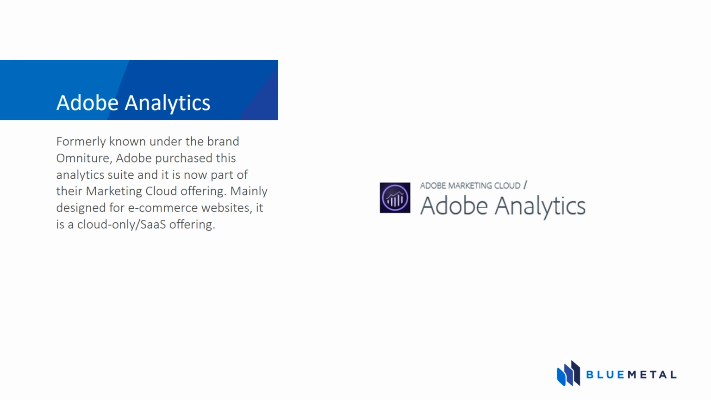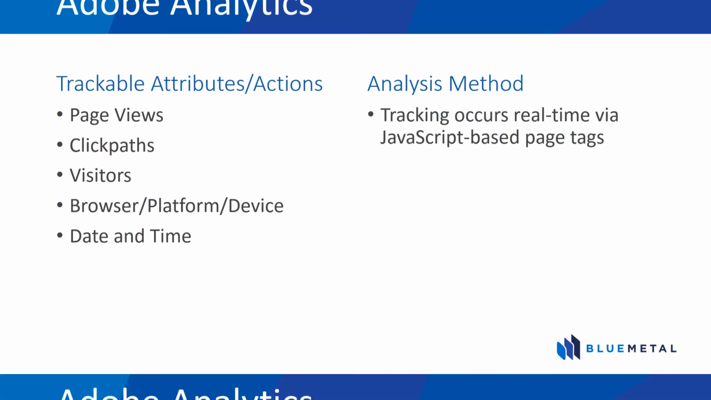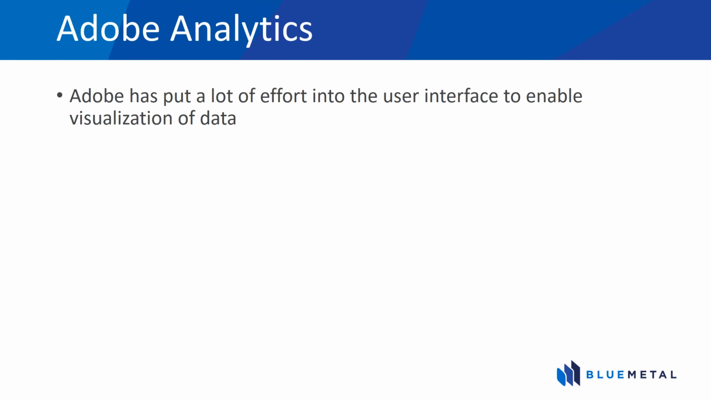If anyone was familiar with Omniture in a past life, this has been purchased by Adobe since and has evolved into Adobe Analytics. And it's a cloud-only software as a service offering. So the tracking here occurs real time by those JavaScript-based page tags, which lead to these trackable attributes and actions on the left. And Adobe's put a lot of effort into the user interface to enable visualization of data.